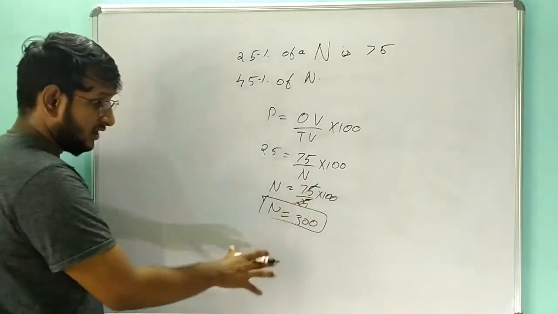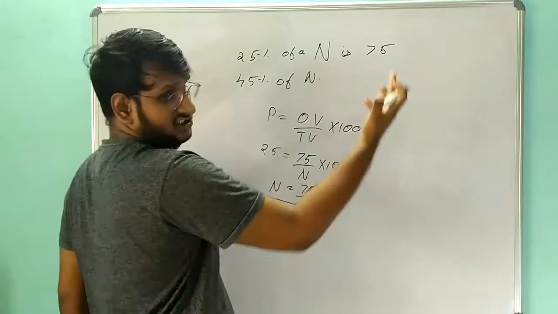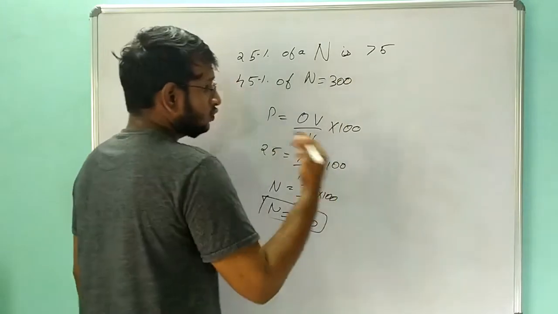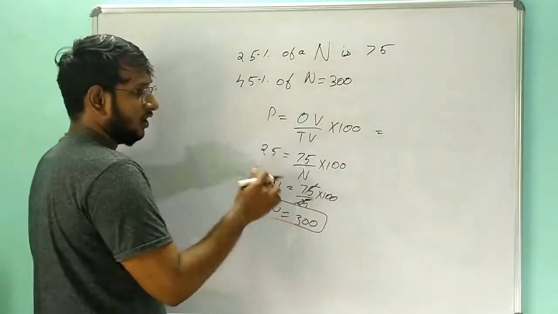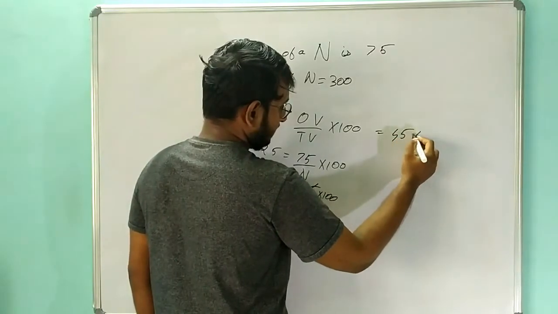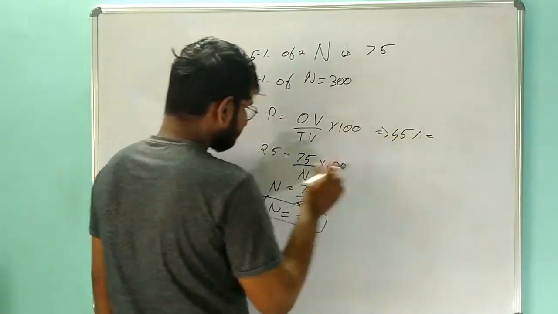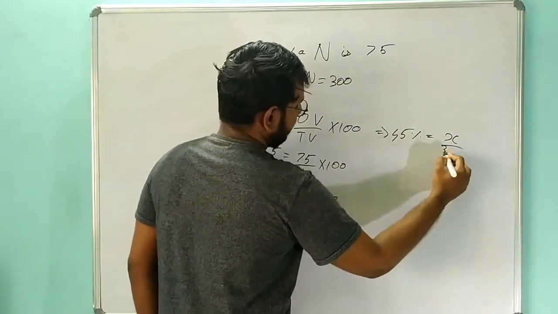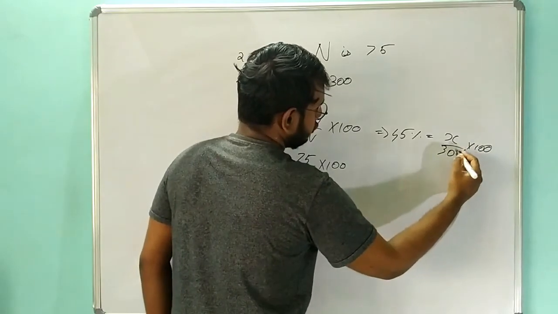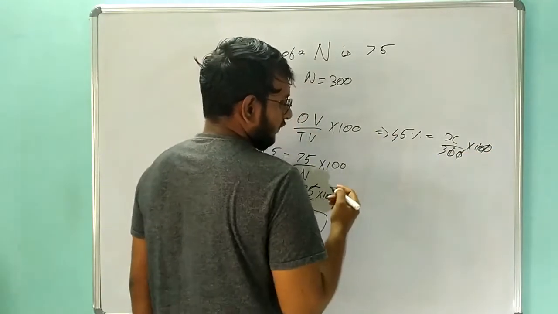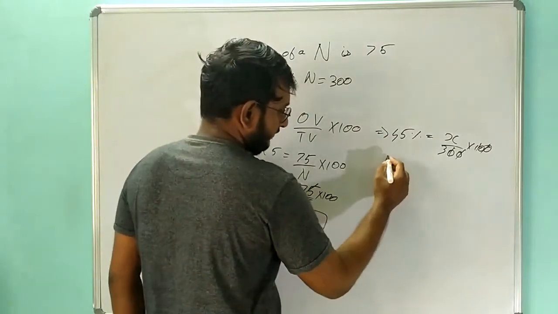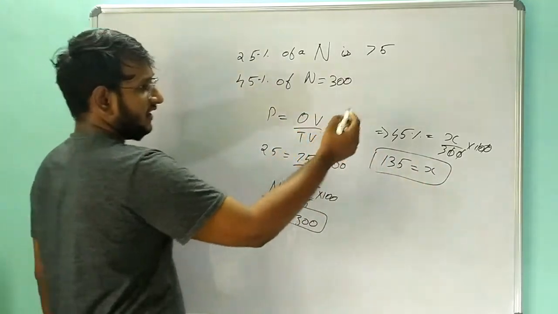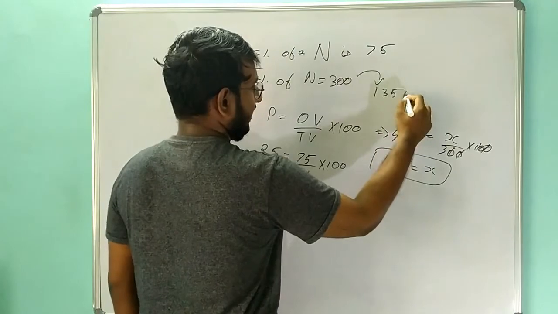We got the n value, but we are not going to stop over here. They are asking us to find the 45% of n. Now we have found n, that is 300. So 45% of 300. We are again going to use the same formula. We know the 45%, we want to find the obtained value. Let's call it x. The total value is 300 into 100. So the 00 will be cancelled. So 3 into 45, 135. So 135 will be the x value. So 45% of 300 will be 135, right?